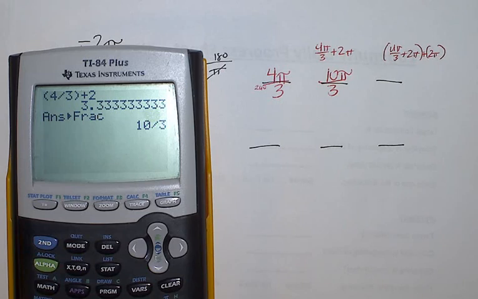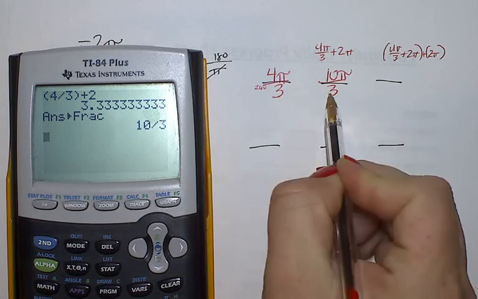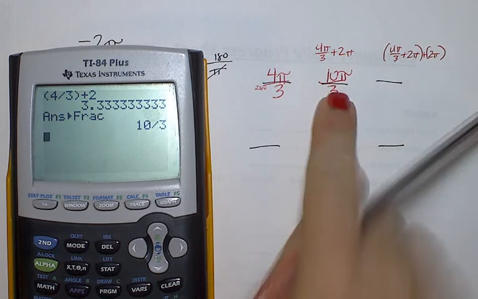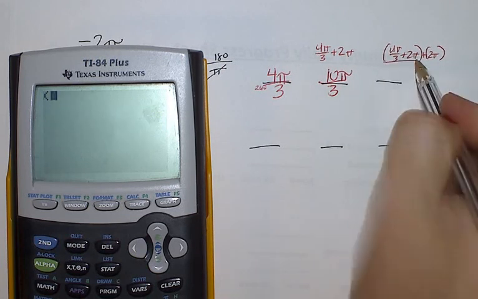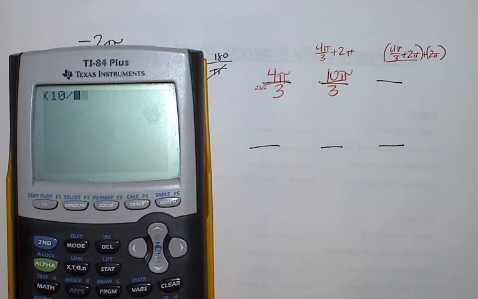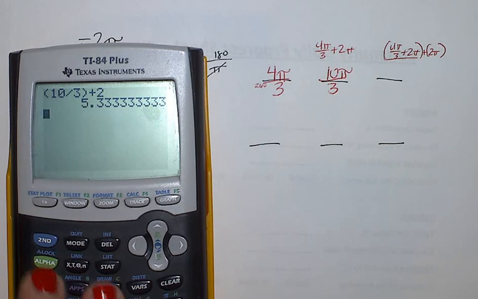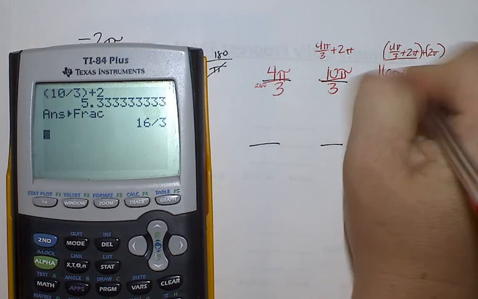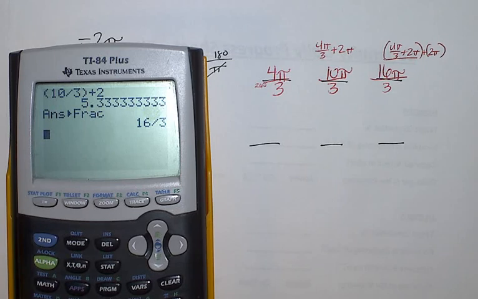Okay? Now, pay close attention. The bottoms stay the same. What happened to the top? Okay, you ready? So we have 10 pi over 3. That's this portion, 10 over 3. And now I want to add another 2 to it, put it back into a fraction, and I have 16 pi over 3. Again, what did I add to it? A 6.